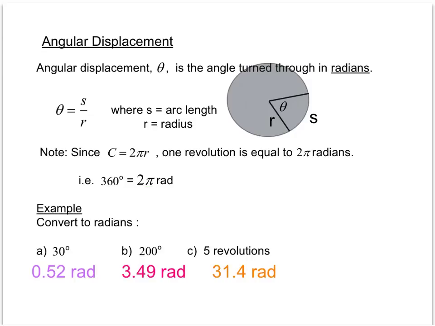Using that, you should be able to convert 30 degrees into radians, and if you're successful, you should be getting 0.52 radians. 200 degrees should be giving you 3.49 radians, and 5 revolutions should equal 31.4 radians. So have a go.